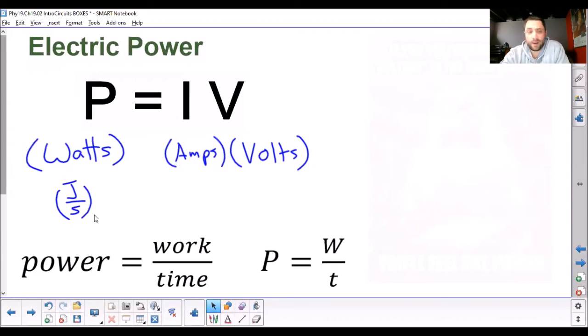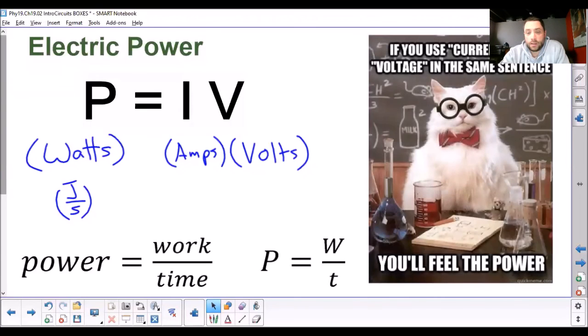You can still figure out how much energy is being used if you know the time, because remember, change in energy is the amount of work that you do. And I have more electricity puns for you.